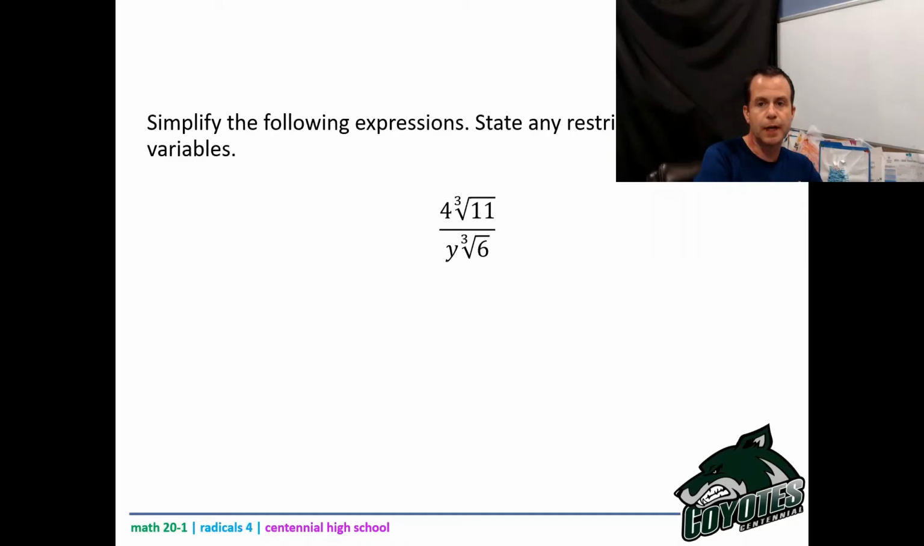Okay, so now we've got 4 cubed root 11 over y cubed root 6. So a couple things we want to talk about here. First conversation to have is around restrictions. Y is not underneath a radical, so I don't have to think about restrictions that way. And some of you may say, well, it wouldn't matter anyway because it's a cube root and there are no restrictions with the cube root.